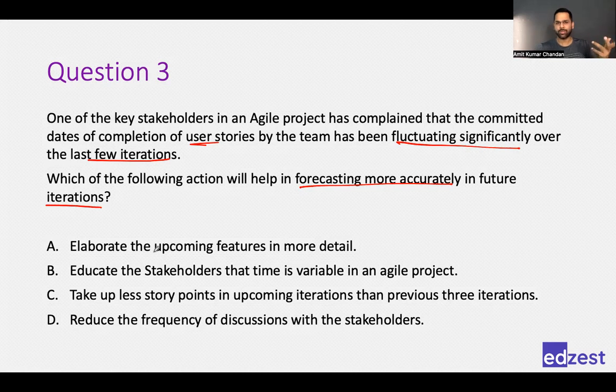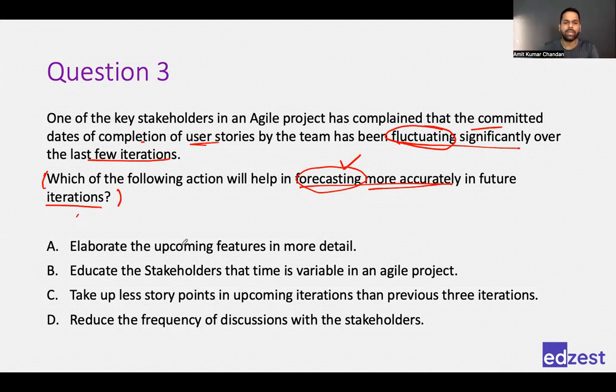Okay, as per our process, we will take a pause to understand the question. The question is, which of the following actions will help in forecasting more accurately? So whatever I choose, it should help me in forecasting more accurately. And if there are two options which are helping me in forecasting more accurately, I will choose the better one. So let's see what is happening in the situation. One of the key stakeholders has complained that your committed date is fluctuating a lot. So the team wants to forecast more accurately so that it does not fluctuate a lot.